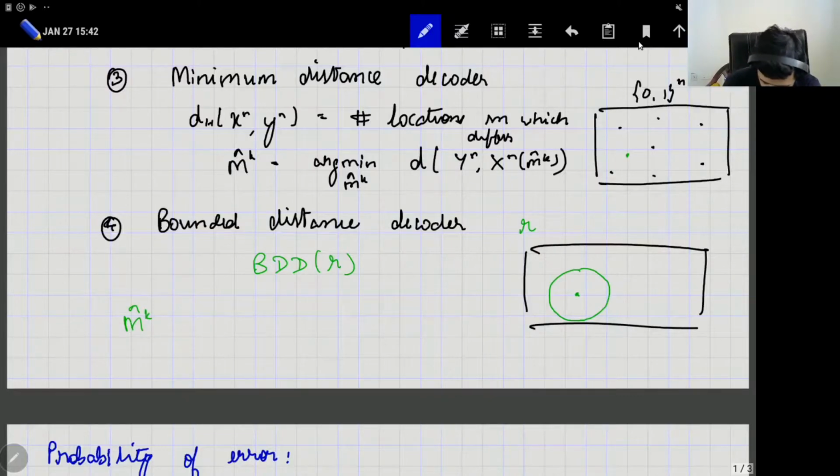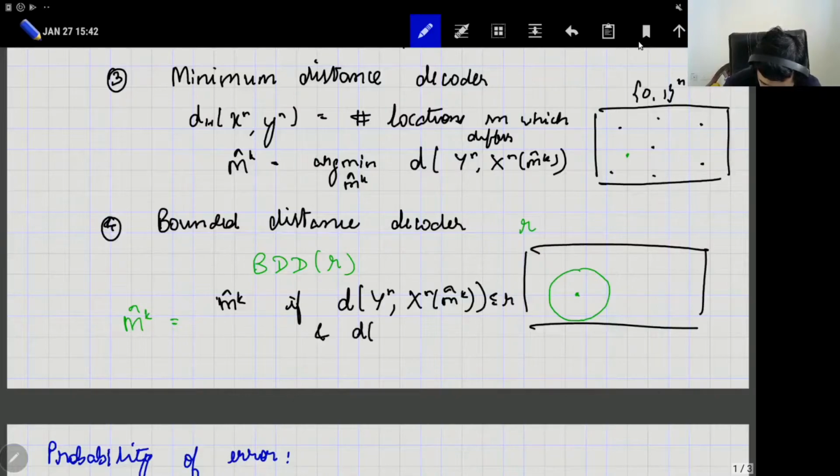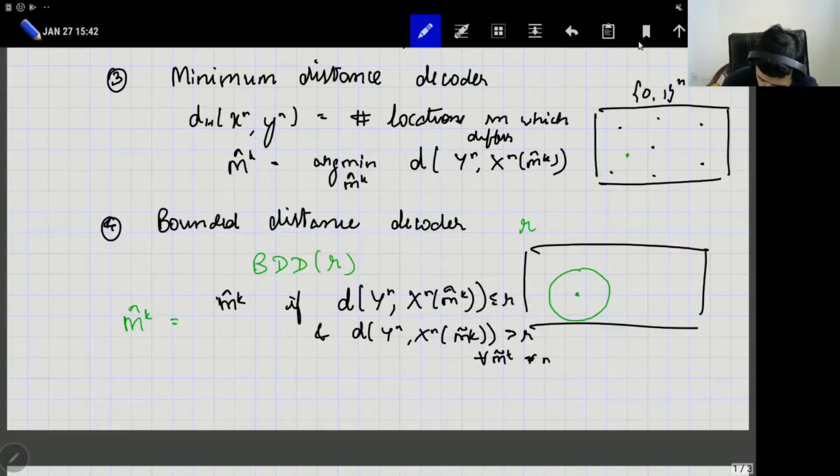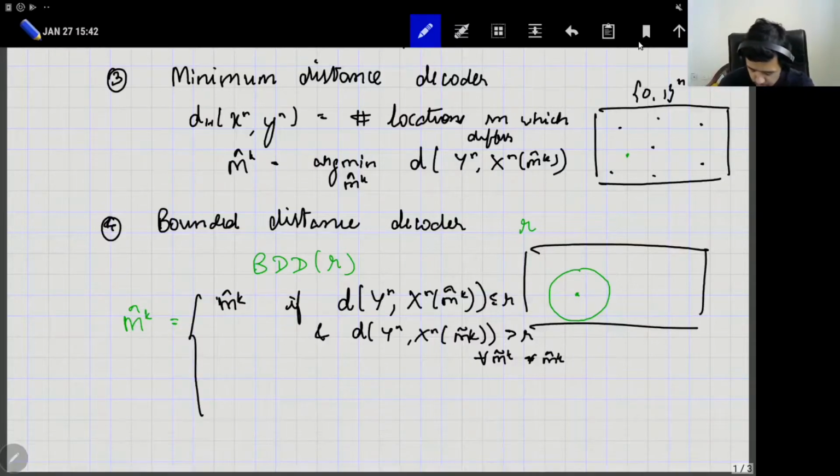So m_k hat is the following. m_k hat is equal to m_k hat if the distance between the received sequence and the code word corresponding to m_k hat is less than or equal to r, and the distance to all other code words is greater than r. Right? So this is m_k hat. Now if there are multiple sequences or if there is no sequence within a distance r, then it outputs a generic symbol which is error. It just gives up.